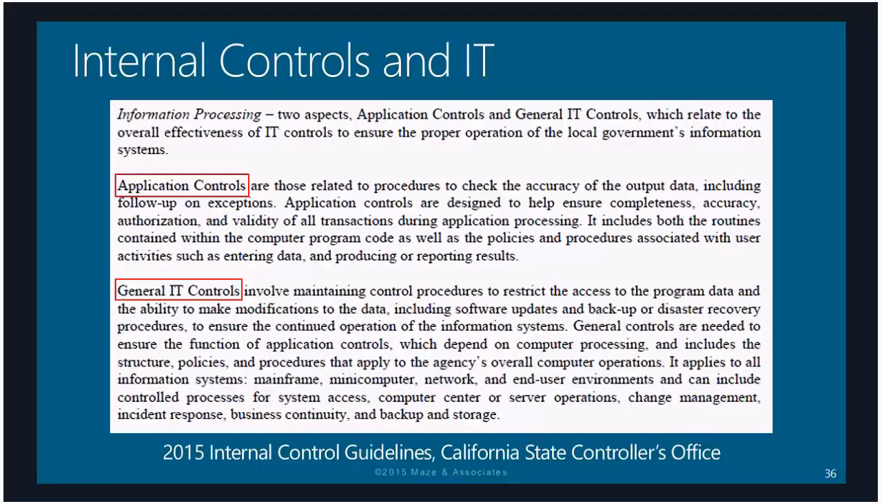Again, like I said, you have to look at the application controls and the general IT controls. We've been doing this for a long time. It's just now really kind of surfacing up to the point where they're saying, hey, auditors, you kind of have to look at these things, because that's what those local governments should be doing, looking at application controls and general IT controls. So again, unfortunately, it's taken 15 years to get to this point, but I'm glad to see that it's there.